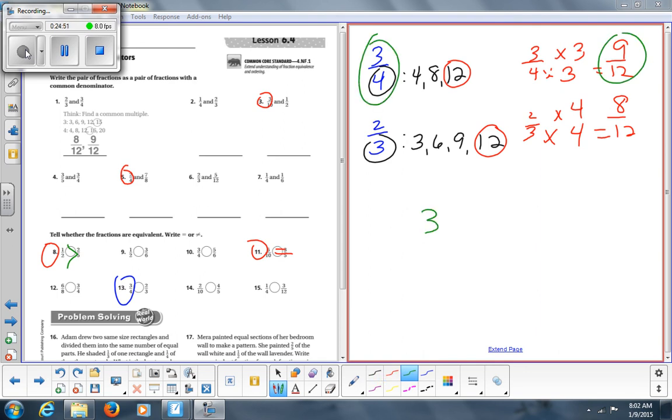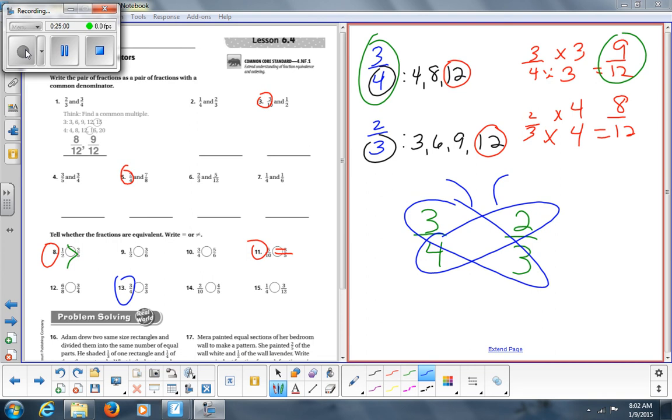Okay, we can double check that with the butterfly method. 3/4 and 2/3. Circle. 3 times 3 is 9. 4 times 2 is 8. 9 is bigger than 8, so this is the bigger number.